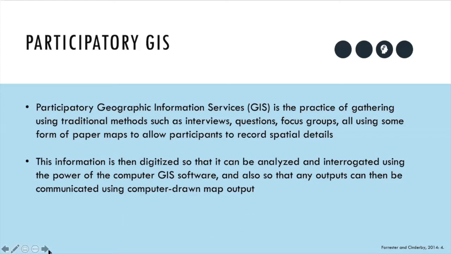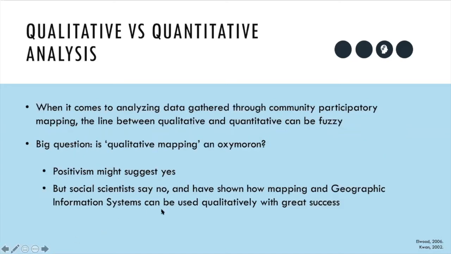So a big question in geographic data analysis is, is it a qualitative process or is it a quantitative process? The line between qualitative and quantitative analysis when it comes to participatory mapping can be really fuzzy, especially when geographic information systems are involved. So a big question in the literature and throughout the evolution of feminist geography and participatory GIS is there's been a little bit of a fight about whether qualitative mapping is actually an oxymoron.